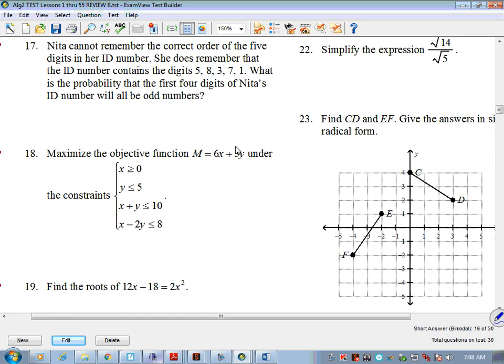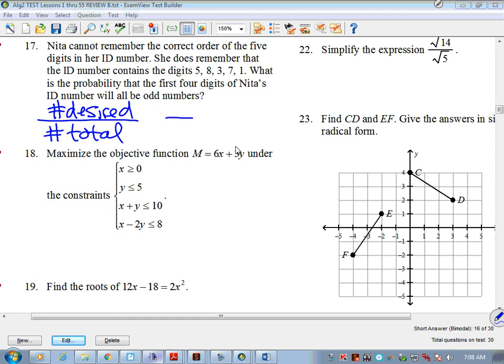17 comes from lesson 55, finding probability. A big thing that you need to remember is that probability is number desired over total number. All right, Nita cannot remember the correct number or correct order of the 5 digits in her ID number. She does remember that the ID number contains the digits 58371. What's the probability that the first 4 digits of Nita's ID number will be odd numbers? That the first 4 digits.